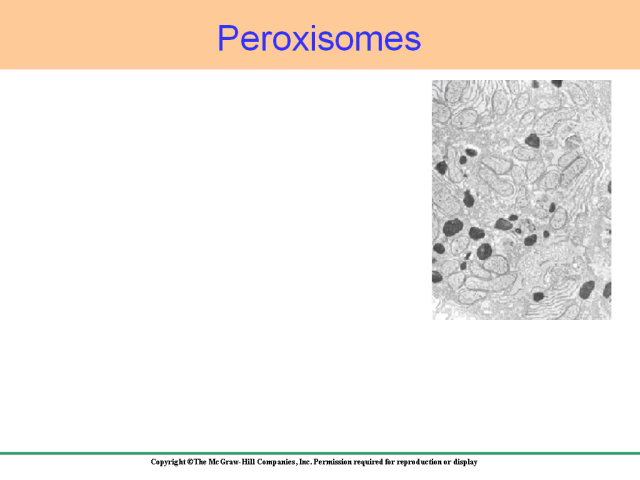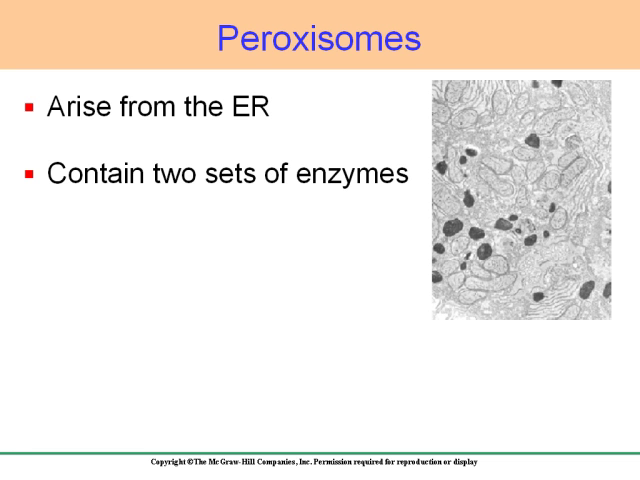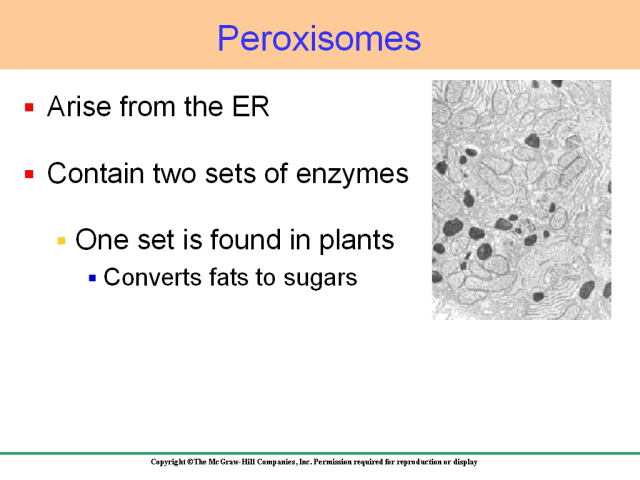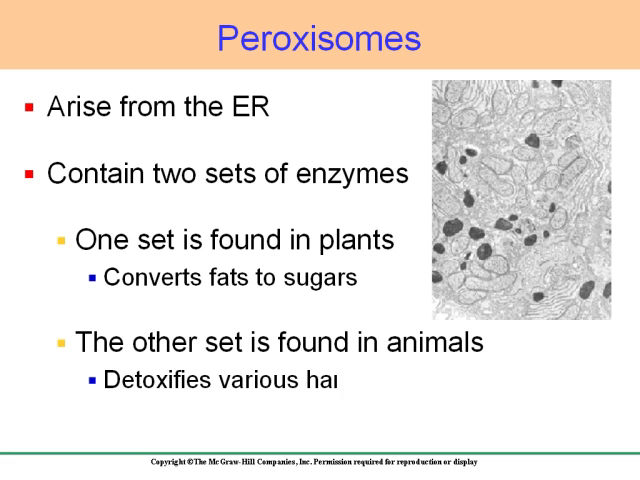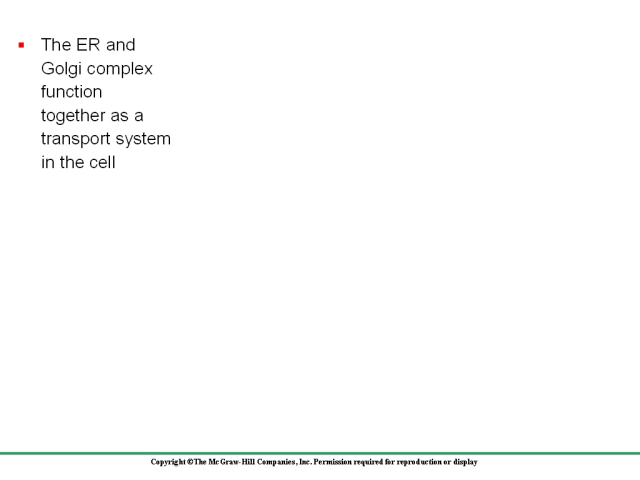We also have as part of this system peroxisomes. Peroxisomes in this particular case are going to be indicated by the black dots in the micrograph to the right. Now, while your lysosomes are going to arise from the Golgi, your peroxisomes are actually arising from the endoplasmic reticulum. And the peroxisomes are going to contain two sets of enzymes. One set is found in plants, and it's going to convert fats into sugars. And the other set is found in animals, and it will detoxify various harmful molecules.